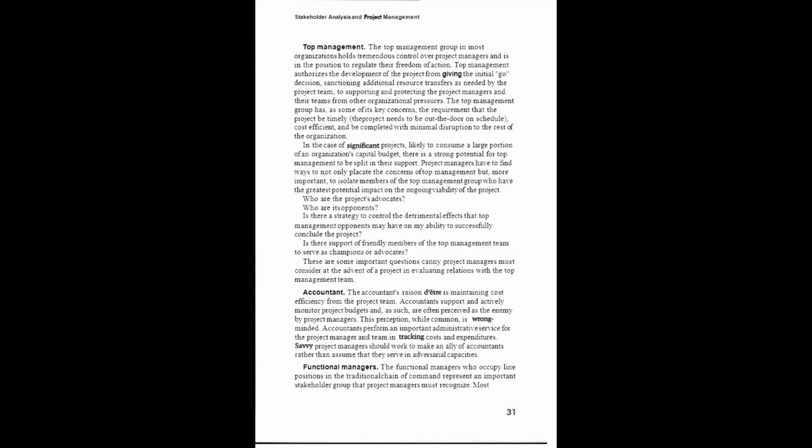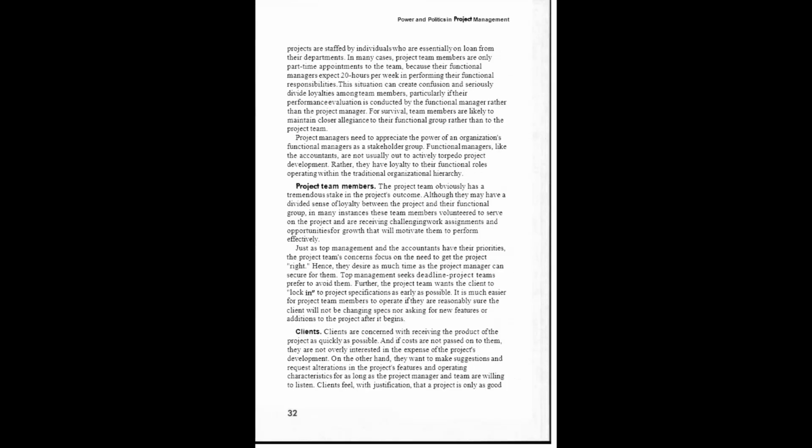Functional managers. The functional managers who occupy line positions in the traditional chain of command represent an important stakeholder group that project managers must recognize. Most projects are staffed by individuals who are essentially on loan from their departments. In many cases, project team members are only part-time appointments to the team because their functional managers expect 20 hours per week in performing their functional responsibility.